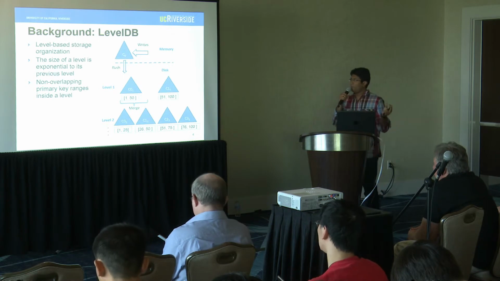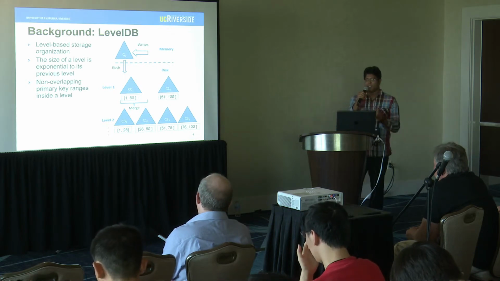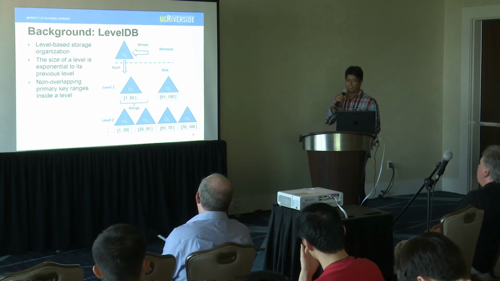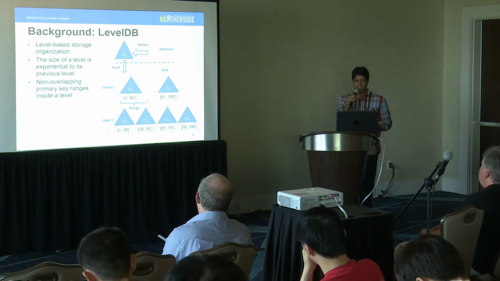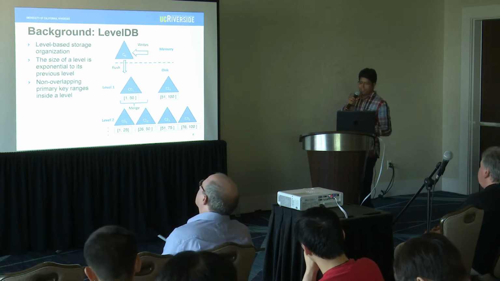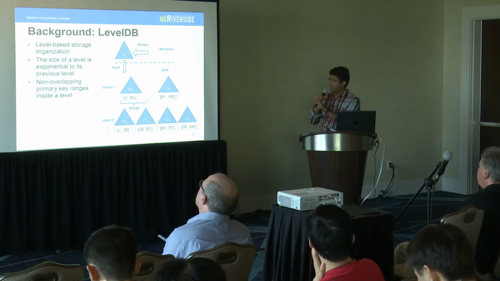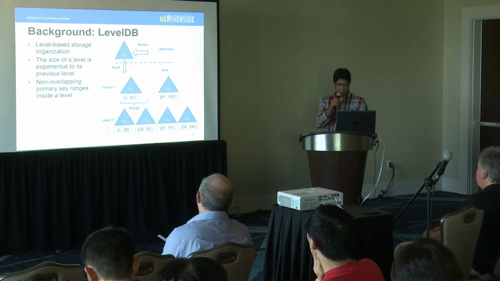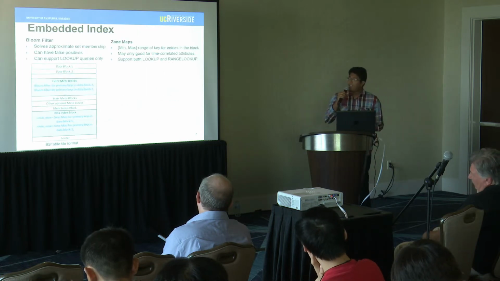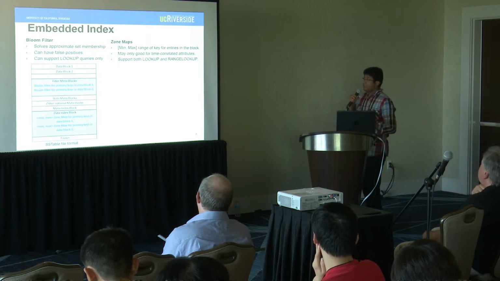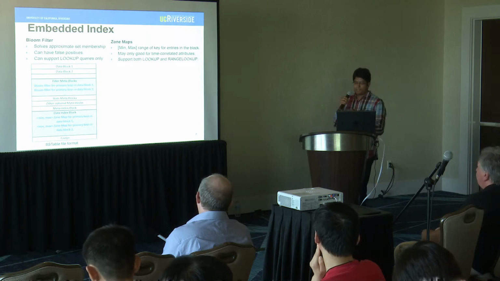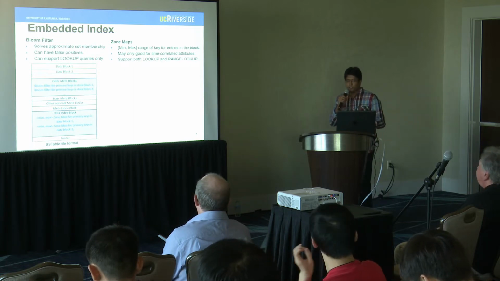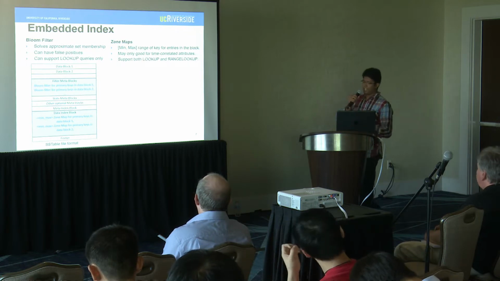One of our previous presenters already explained what LSM is. LevelDB is an LSM-based database, which has level-based storage organization. You can see that SS tables are organized into different levels, and inside one level, we have non-overlapping primary key ranges. LevelDB already supports embedded indexes like Bloom filters and zone maps for the primary attribute. So we simply extended these indexes for secondary attributes too.